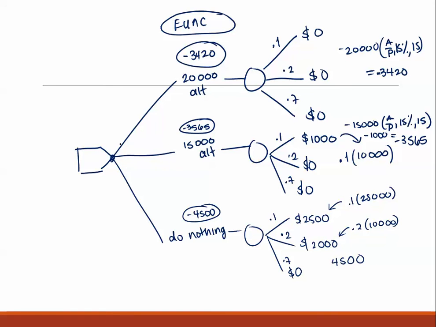So in my decision tree, it is clear now what we should choose. We should prune that one and prune that one, and we should go ahead and invest in the $20,000 alteration, in order to avoid all of these potential costs from the floods.